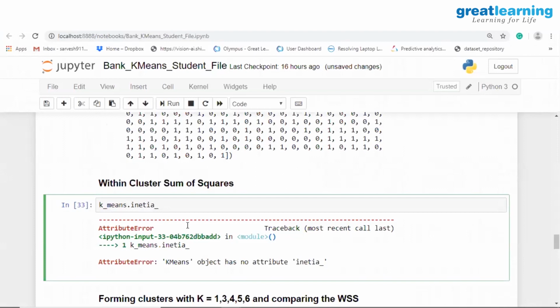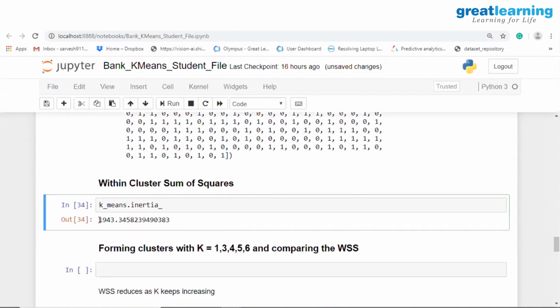So kmeans inertia. 1943.34. So what does the inertia mean? What does a smaller inertia mean? What does a larger inertia mean? What does a smaller within cluster value mean? What does a bigger one mean? Should it be a smaller value or a greater value? That is my question. Should the within sum of squares value be smaller or bigger?